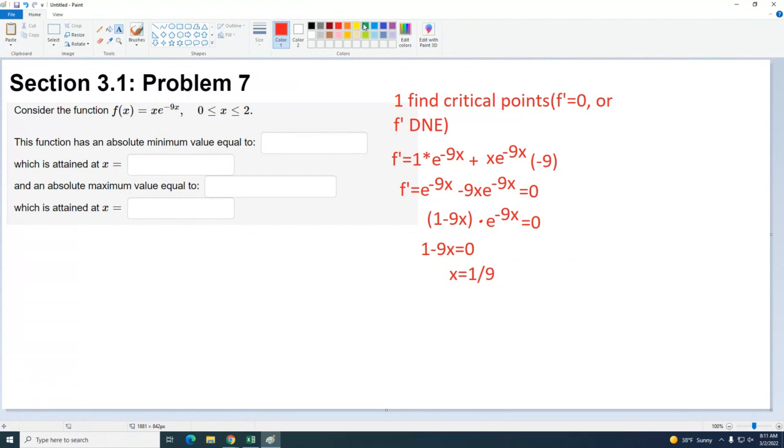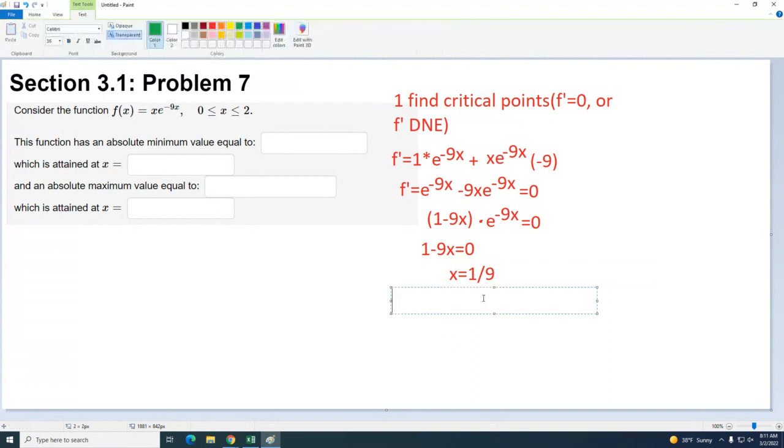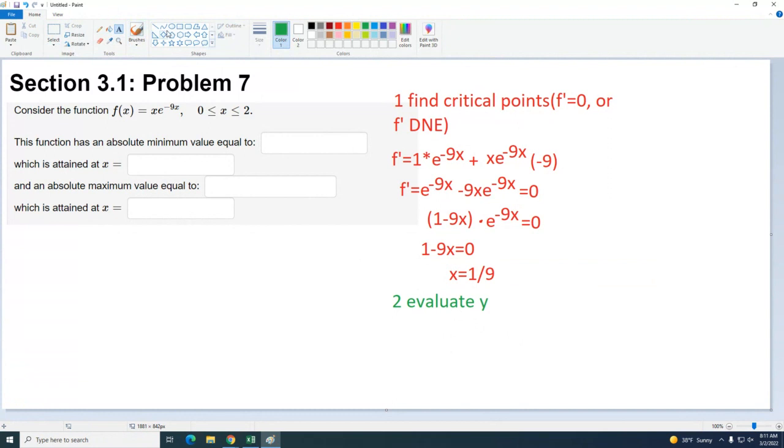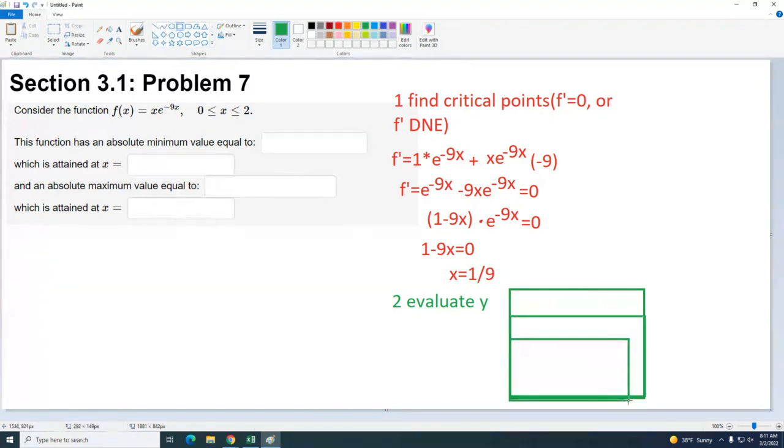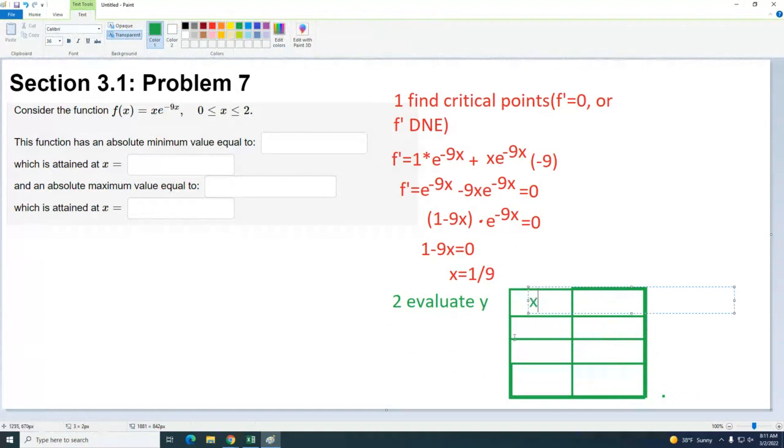So the second step of the whole method of using derivatives to find max and min is to evaluate the function value, or evaluate the y value. Then we will see which one is maximum, which one is minimum. So we're going to make a table. And we do what we were talking about yesterday. We make a list of all the possible x values for the max and min, and we calculate each of their y values.